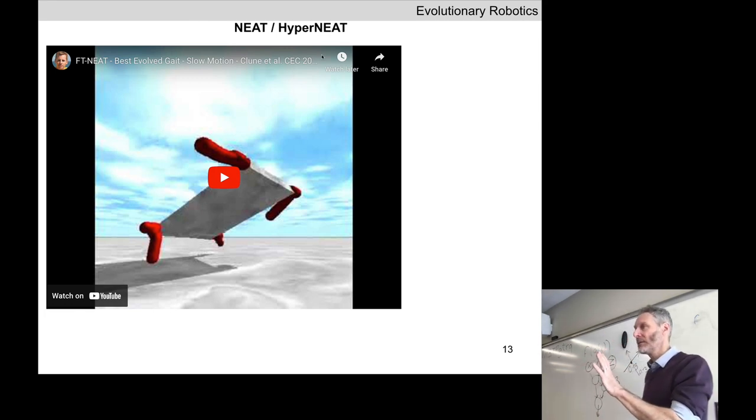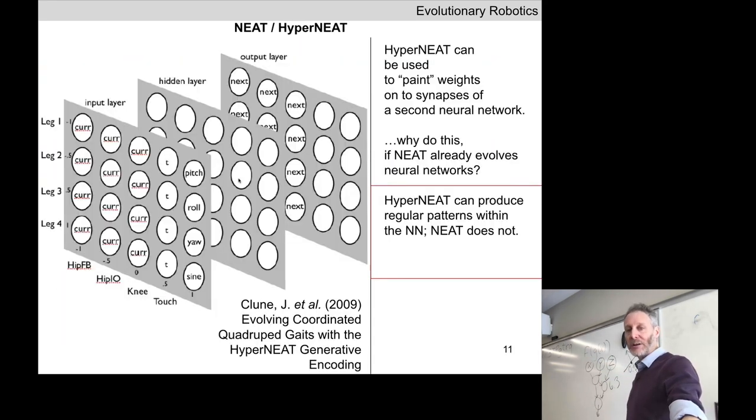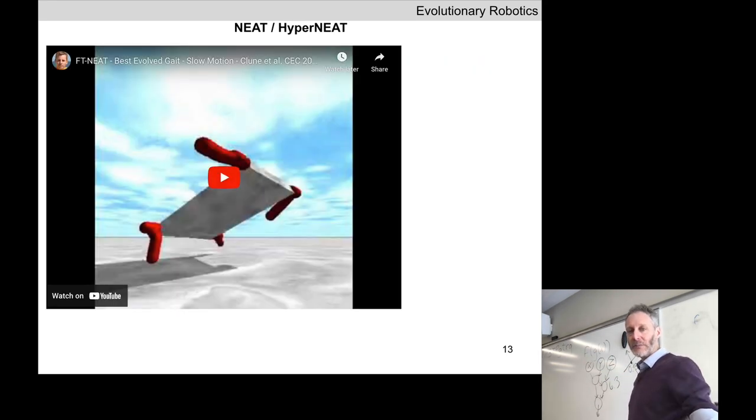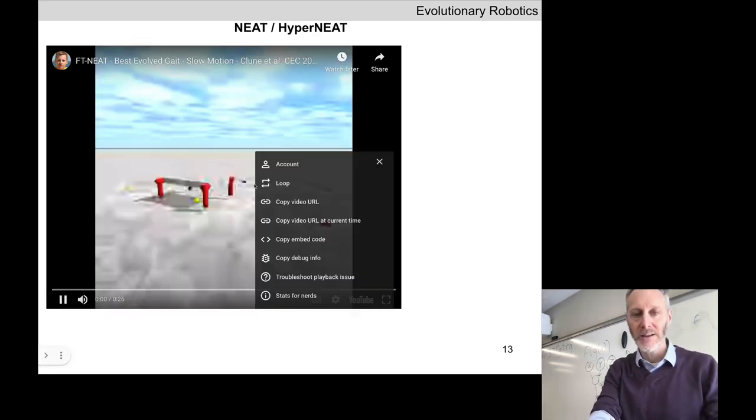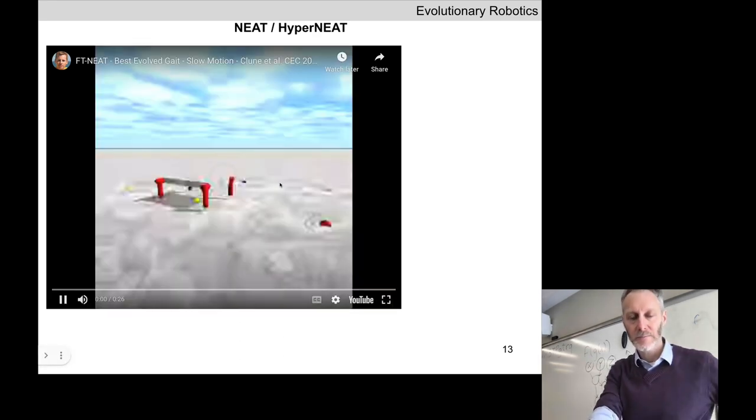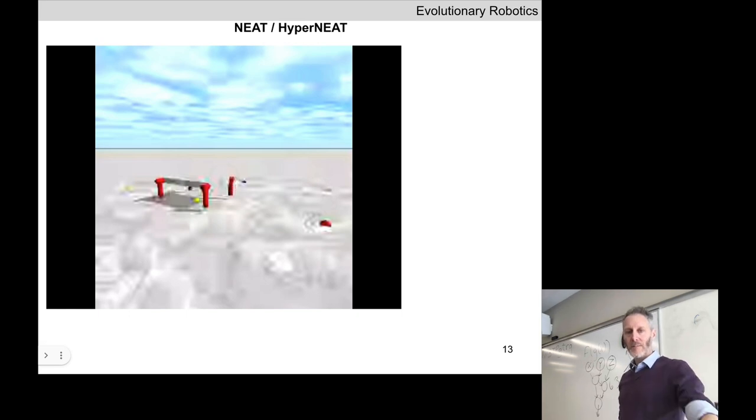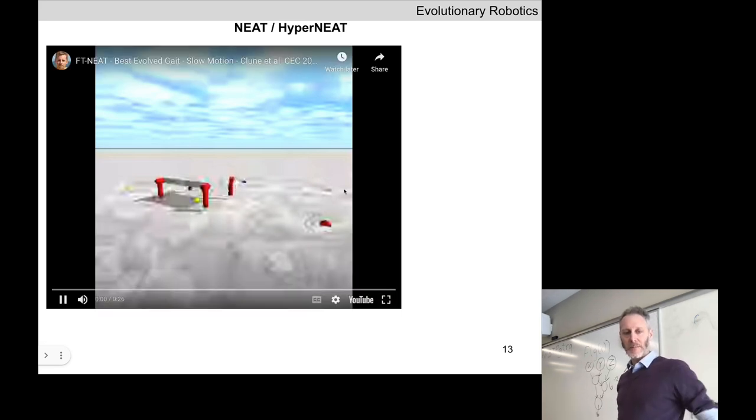Okay, let's have a look at some video evidence first. So this is anecdotal first. What you're gonna look at here is an evolved one of these networks controlling this robot. It's the most fit neural network found by FT-NEAT. They did a whole bunch of runs of FT-NEAT, and among all of those runs, they took the most fit neural network, put it back in the simulated robot, and got this. Hopefully they got this.